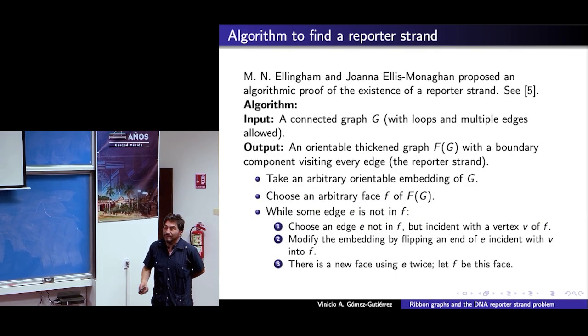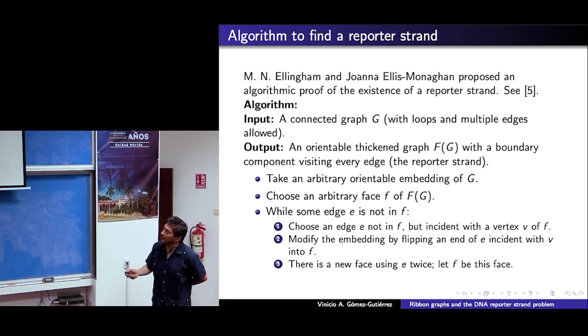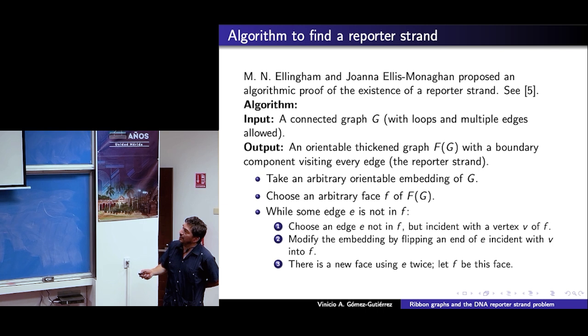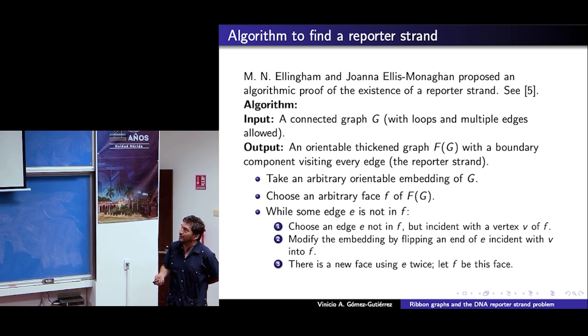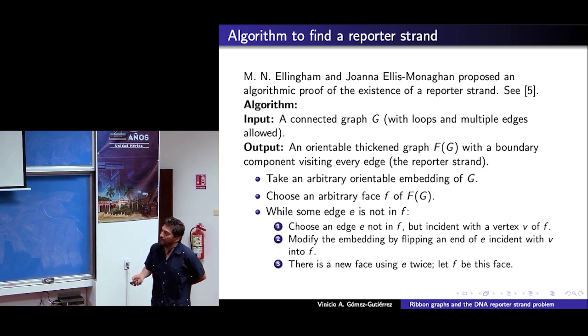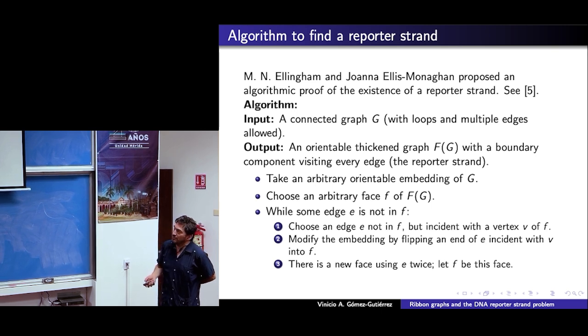In fact, there is an algorithm to find a reported strand. This is from Ellingham and Ellis-Monaghan, and the input is a connected graph with loops and multiple edges allowed, and the output is an orientable thickened graph with a boundary component visiting every edge. This is the reported strand.